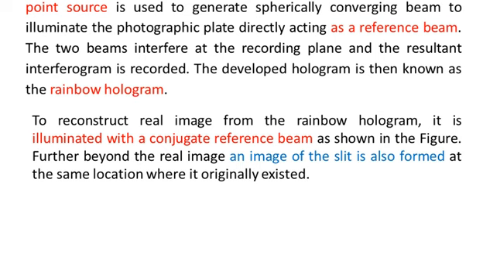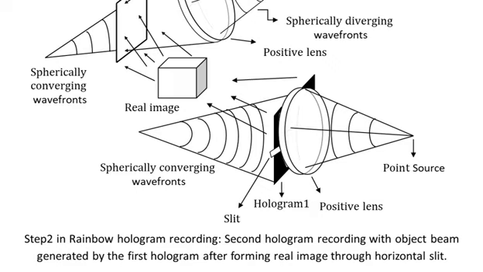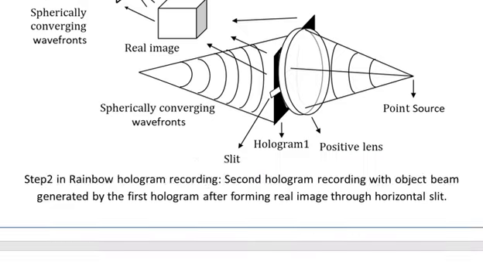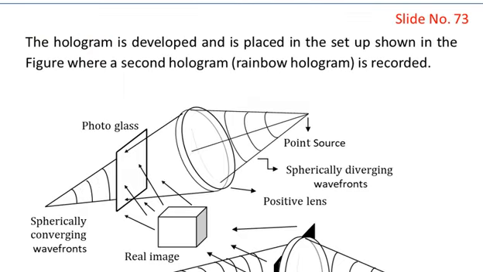To reconstruct the real image from the rainbow hologram, it is illuminated with a conjugate reference beam, as shown in the figure below. Further, beyond the real image, an image of the slit is also formed at the same location where it originally existed. So you see that once we have constructed the second hologram, that is the rainbow hologram, we shall try to extract the real image from it. Since, in order to reconstruct the real image, we have to illuminate the second hologram with the beam which is the conjugate of the reference beam we used over here.